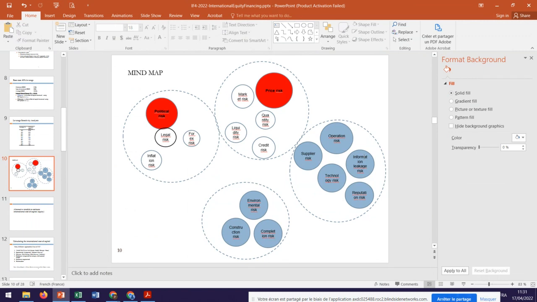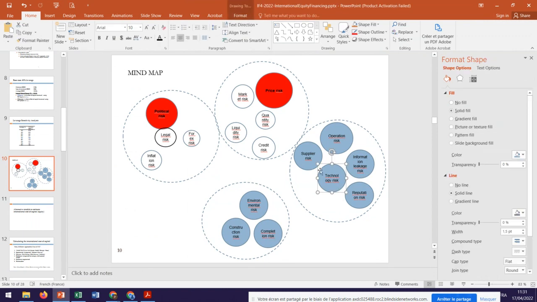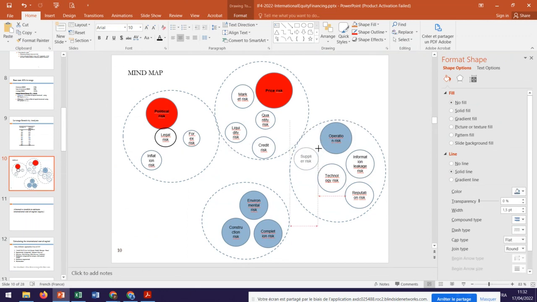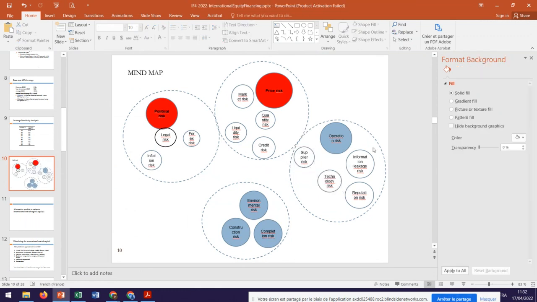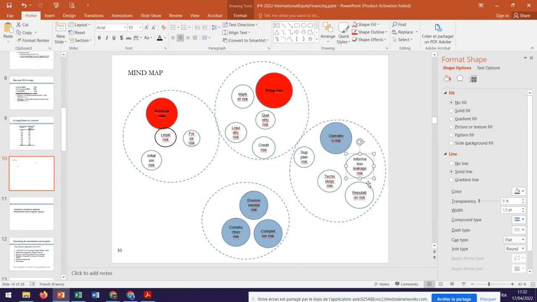Okay, so based on this one, information linkage, reputation risk, technology risk, and so on and so forth, I would say that all these are part of the operation risk, isn't it? Right? Which is important. Okay, the other one I would probably make a little bit smaller. Why do I make it smaller? This is probably bigger.